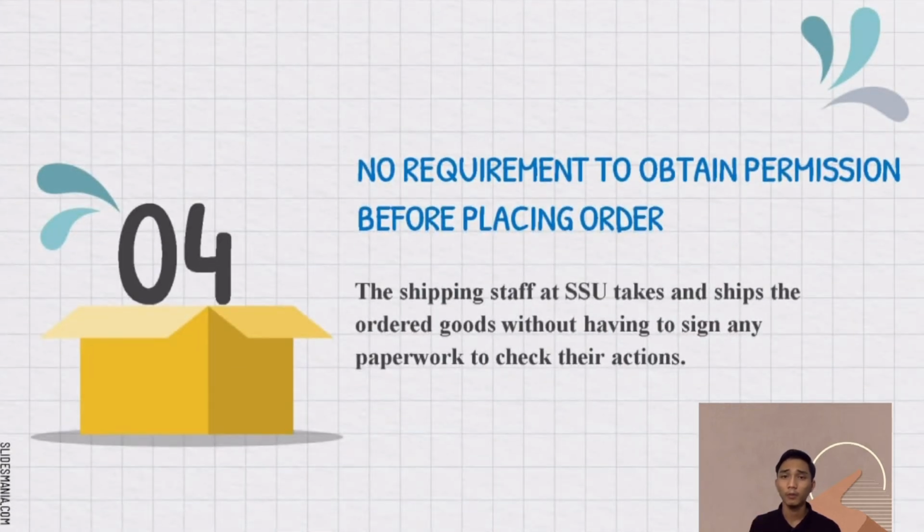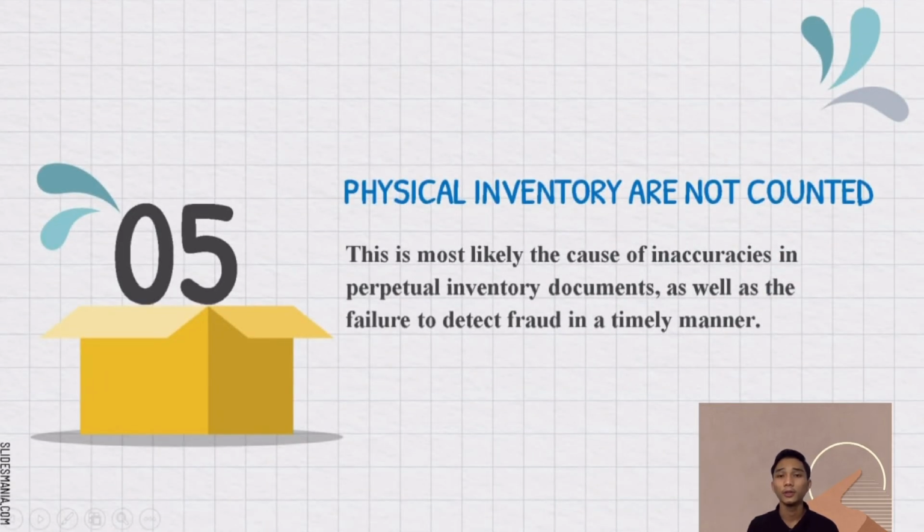Alright, the fourth point, there is no requirement for workers to obtain permission before placing an order for products. The shipping staff at SSU takes the ordered goods without having to sign any paperwork to check their action. Alright, the last point is physical inventory is not counted for at least 1 year. This is most likely the cause of inaccuracy in perpetual inventory documents, as well as the failure to detect fraud in a timely manner.